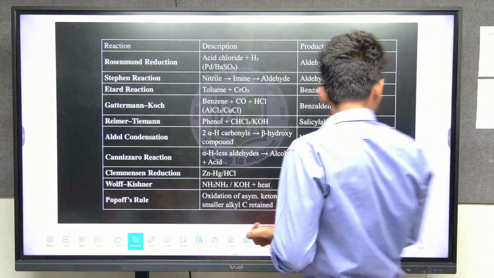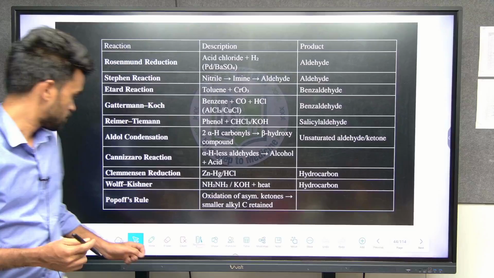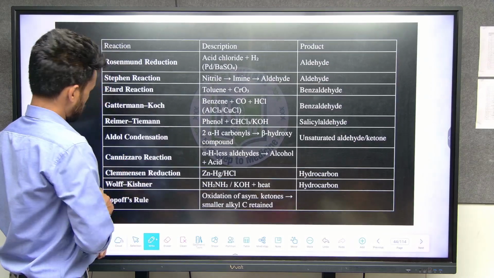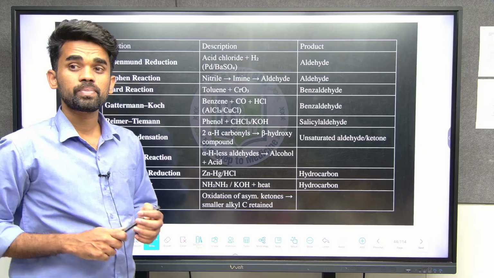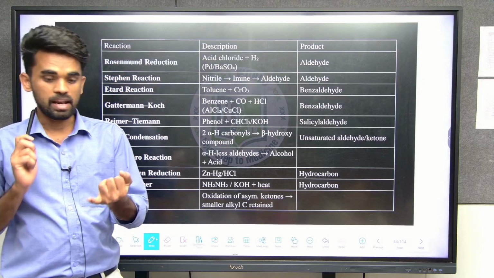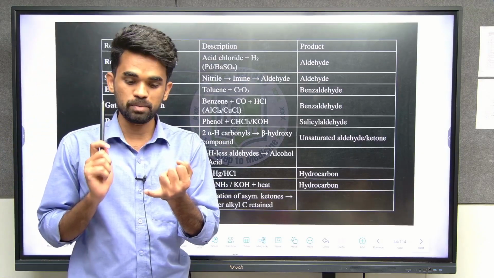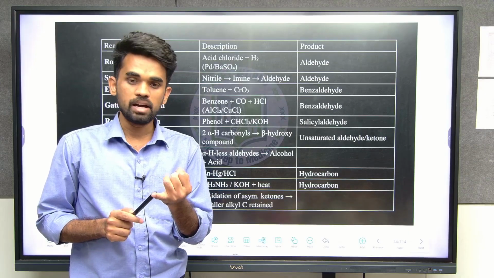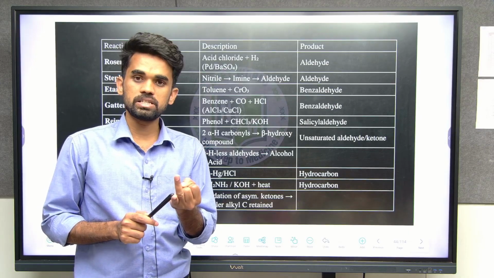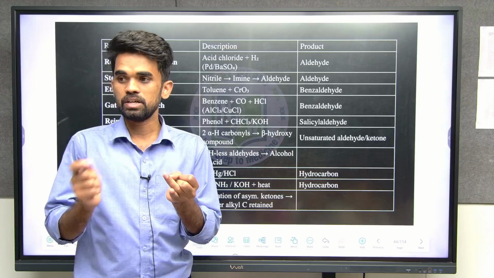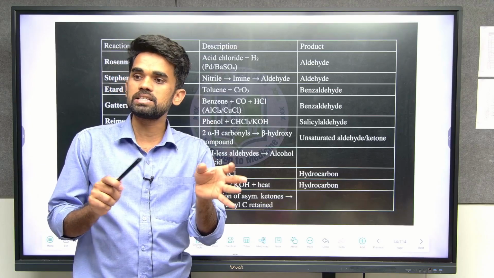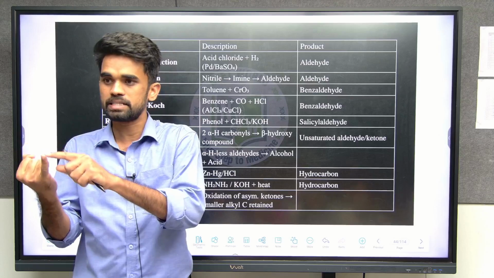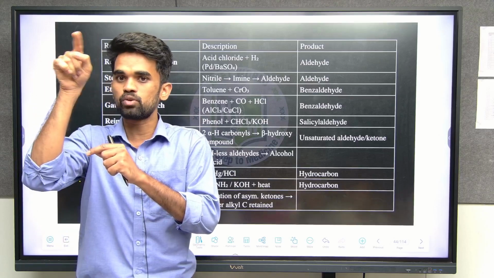So tell me what we discussed in the last class. We have discussed the chemical properties of alcohols, phenols, and then slowly we entered into aldehydes. So how can we convert alcohols to carbonyl compounds? Carbonyl compounds means aldehydes, ketones, where C double bond O should be there.